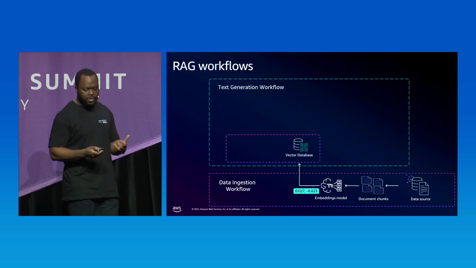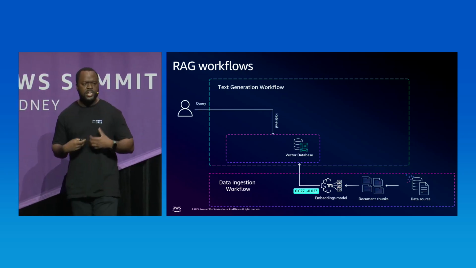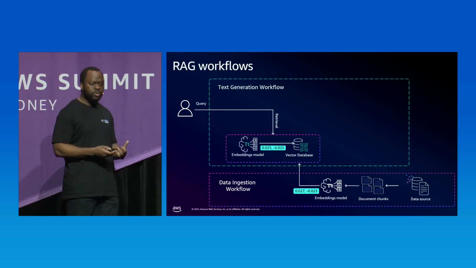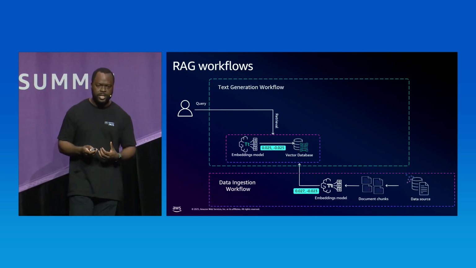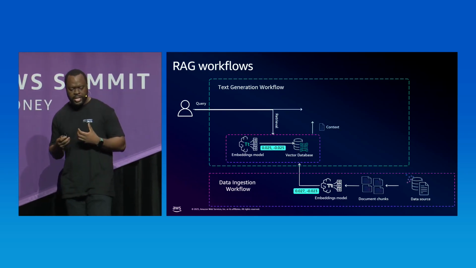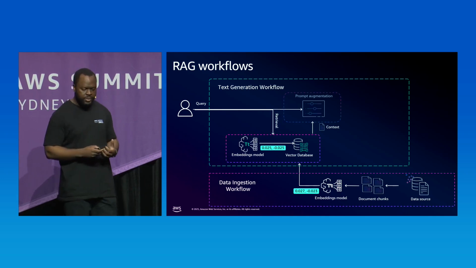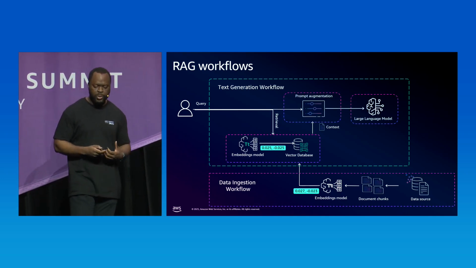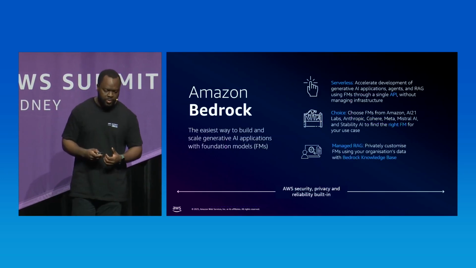Then we go on to the second aspect of the RAG workflow. Now, a user sends in a query to the system. That is then used to retrieve information based on the closest similarity search in the vector database. The context that's gotten from that is then added to the query. It's augmented into the query, and then it's passed on to the large language model. And then you have your response generated.